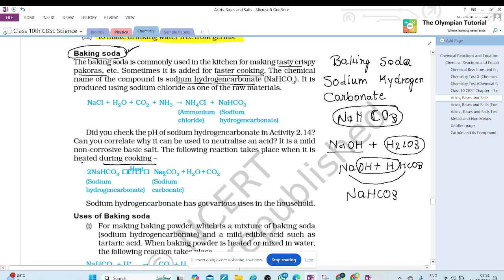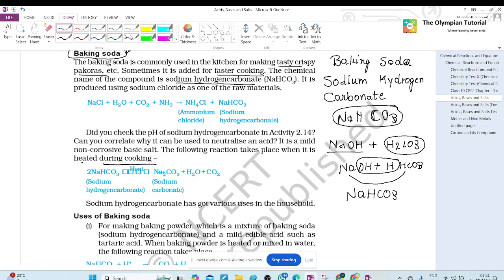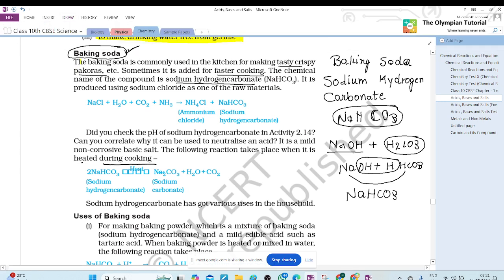Okay. So we will write that the baking soda is commonly used in the kitchen for making tasty crispy pakoras. Sometimes it is added for faster cooking. These are uses. You need not write it at the start, students. Include these lines in uses of baking soda.